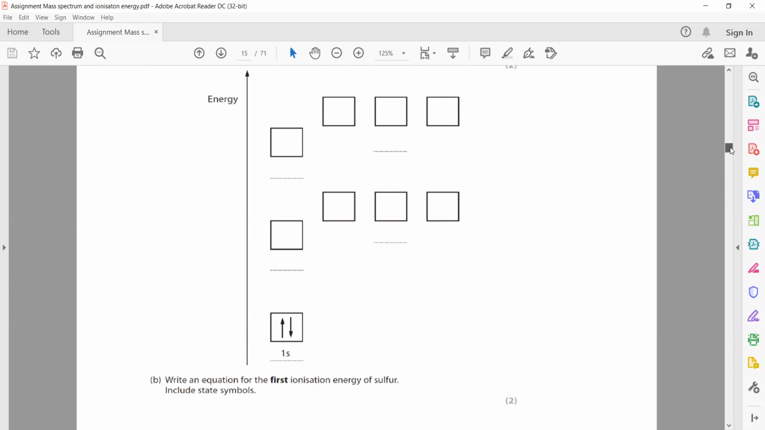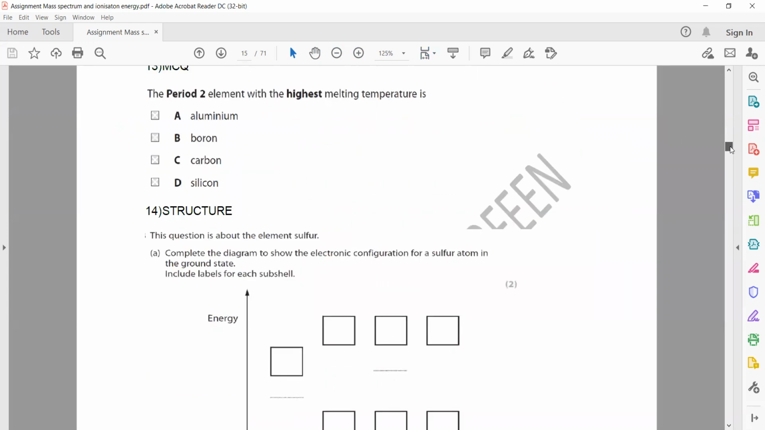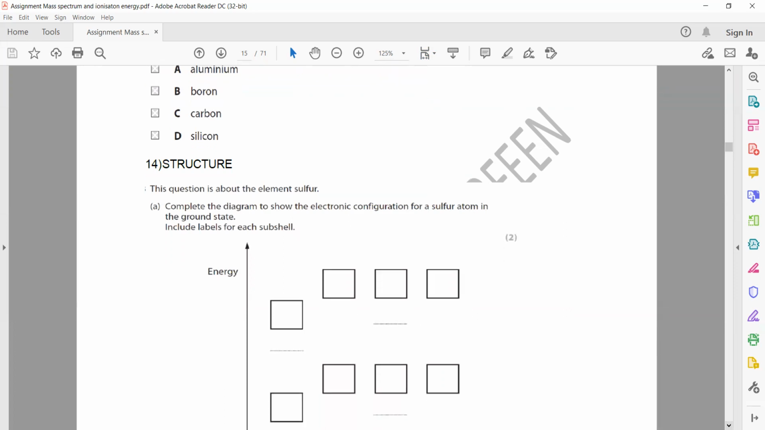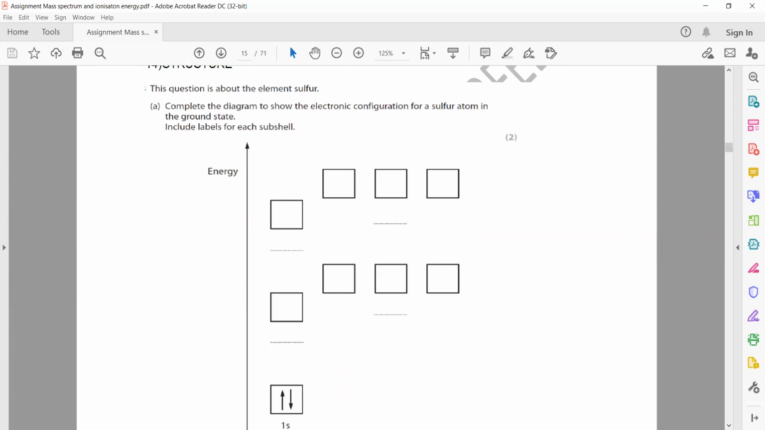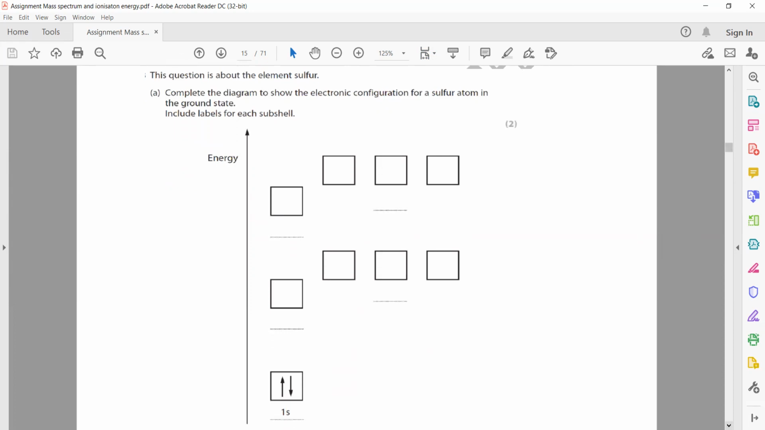Then this question is about the element sulfur, which has 16 electrons. Complete a diagram to show the electronic configuration of sulfur in the ground state. Include the label for each subshell. So we have to label each subshell.